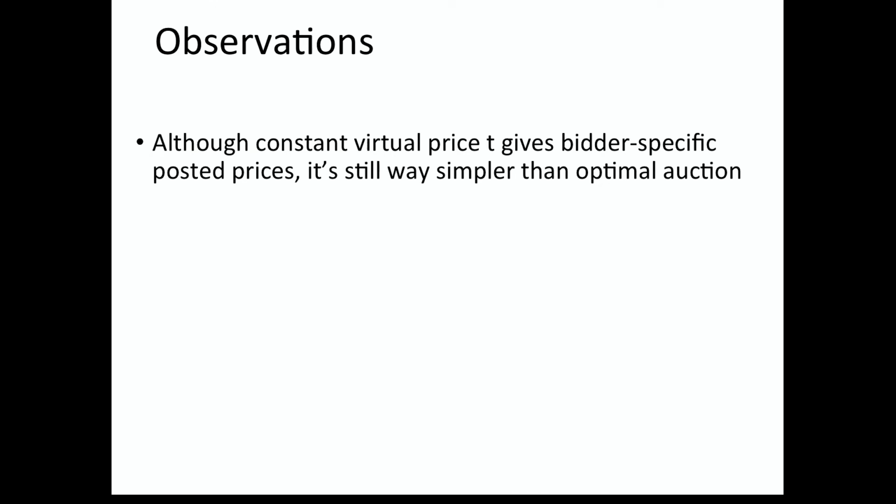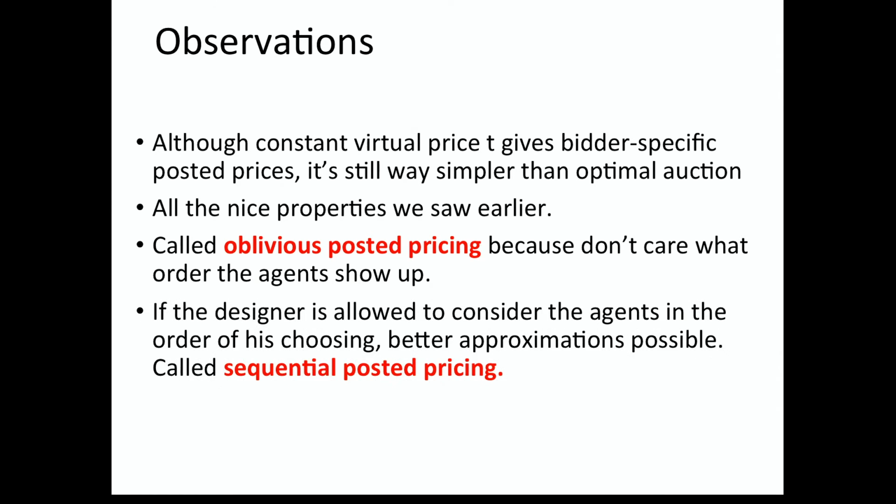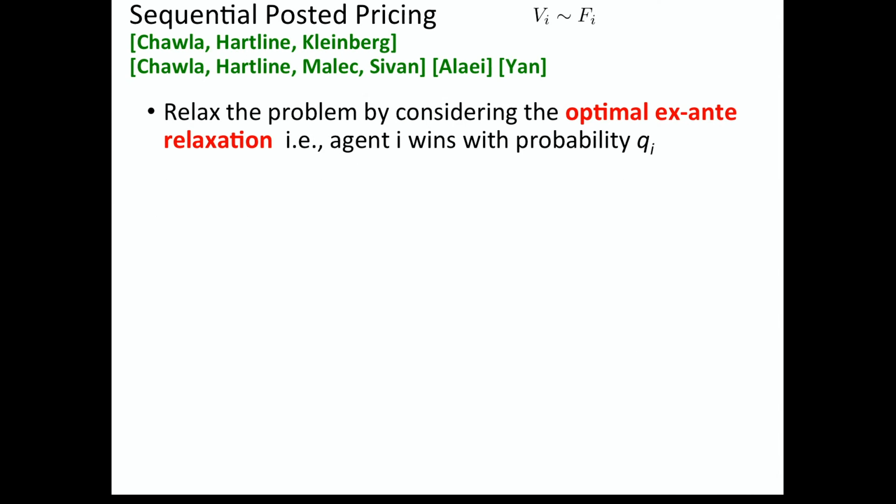So admittedly, this is more complicated because now we have bidder-specific posted prices. But it's still way simpler than the optimal auction. Okay? And it has all these nice properties that I was discussing earlier. So this is called oblivious posted pricing because we don't care what order the agents show up in. If the designer is allowed to consider the agents in the order of his choosing, then you can get better approximations.